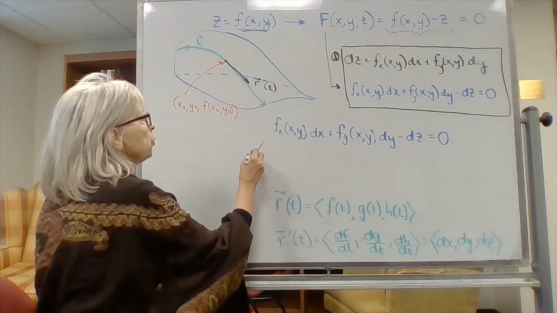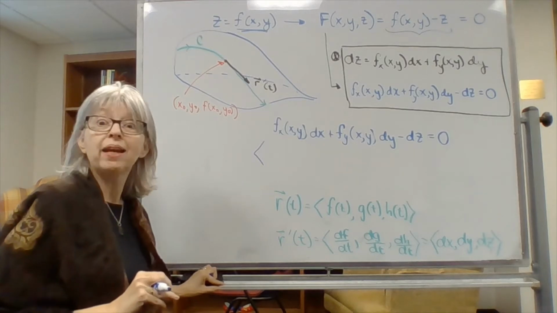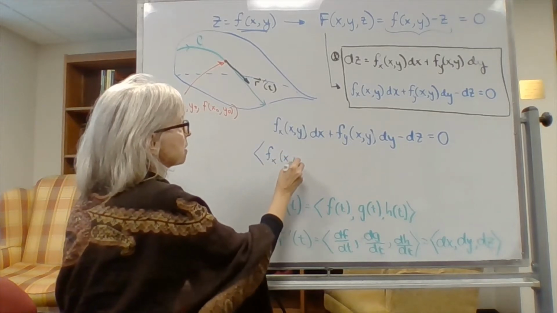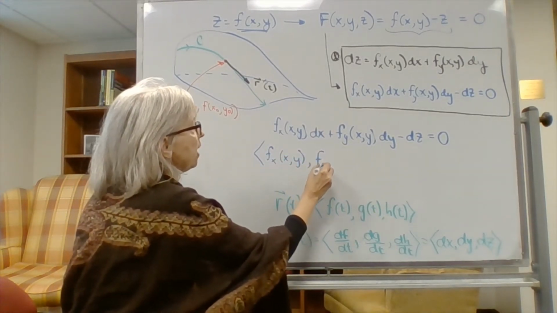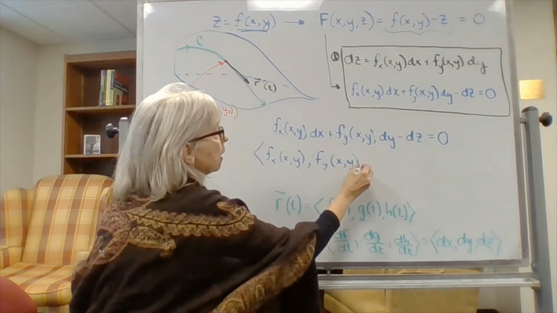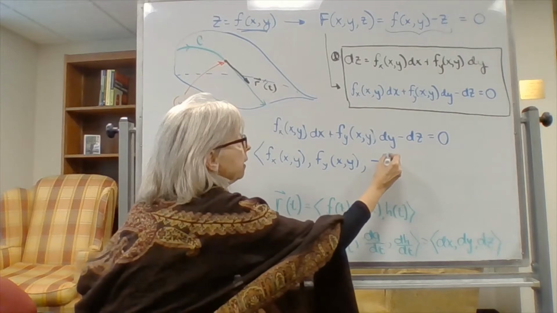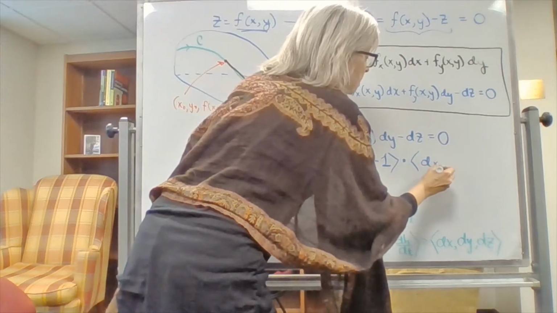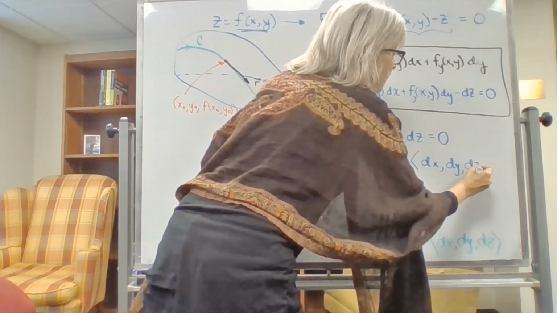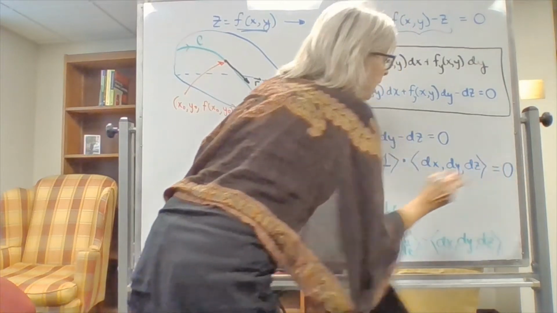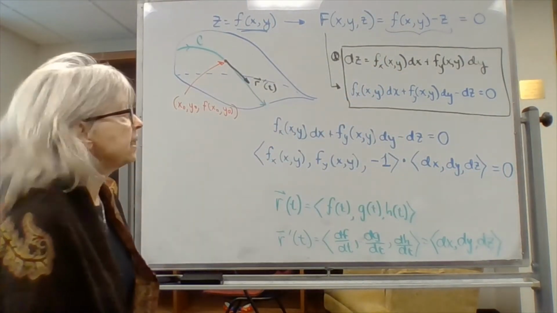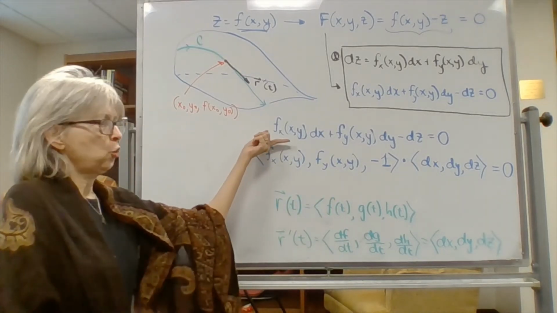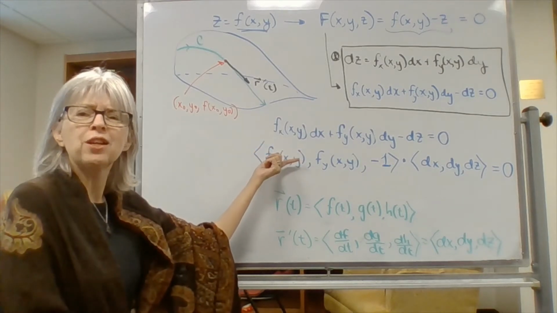I'm going to turn this into a scalar product. Partial of f with respect to x, comma, partial of f with respect to y, comma, minus 1, dotted with dx, dy, dz. That's the left-hand side, rewritten as a dot product. You can double check me. Dot those two vectors. You get that rewritten version of the total derivative.